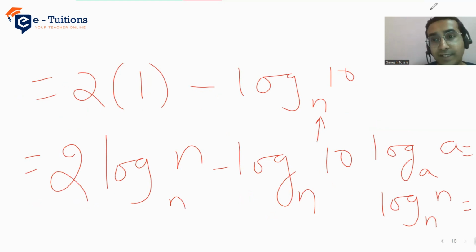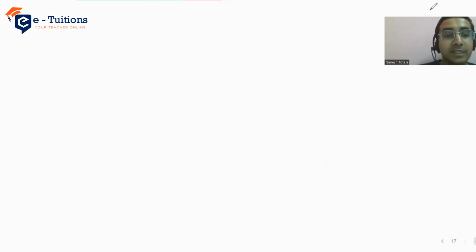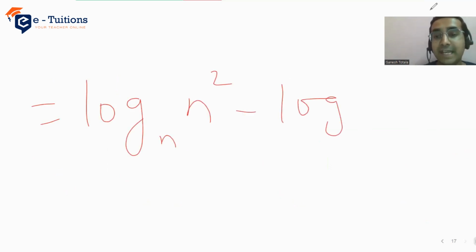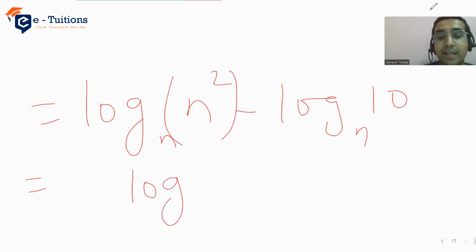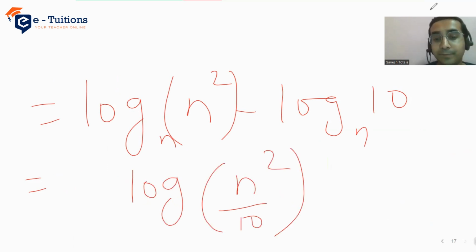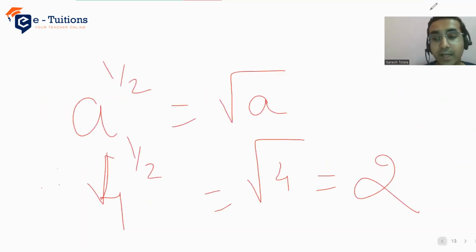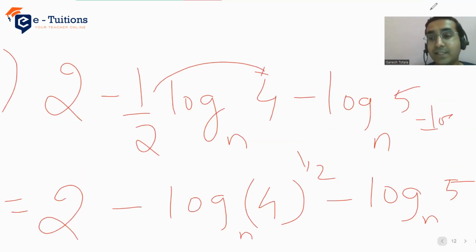Again, the coefficient of log is other than 1. So use the power law. So this will be log of n square to the base n minus log of 10 to the base n. Now you can use log a minus log b, which is log of a by b. So this will be n square by 10. So the given expression, we have changed it into log of n square by 10, a simplified version of the given question. I hope this question is also clear. If you have any doubts, do let me know in the comment box while reviewing this video.